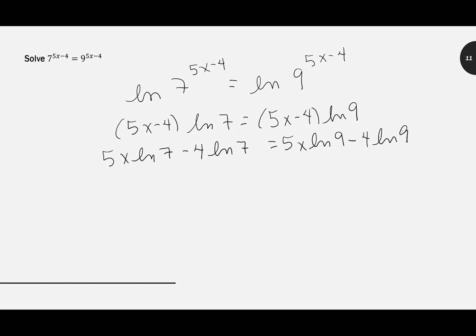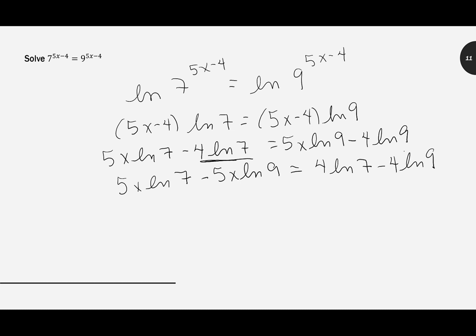Then we say put all the x's together. So 5x natural log of 7 minus 5x natural log of 9. I'm going to move the negative 4 natural log of 7 to the right. Now it's positive. So I have 4 ln of 7 minus 4 ln of 9. I take out the x. I only take out the x. I know the 5 is in common, but I don't want to solve for 5. I want to solve for x. So leave the 5 in. I have 5 natural log of 7 minus 5 natural log of 9. That's equal to 4 natural log of 7 minus 4 natural log of 9.